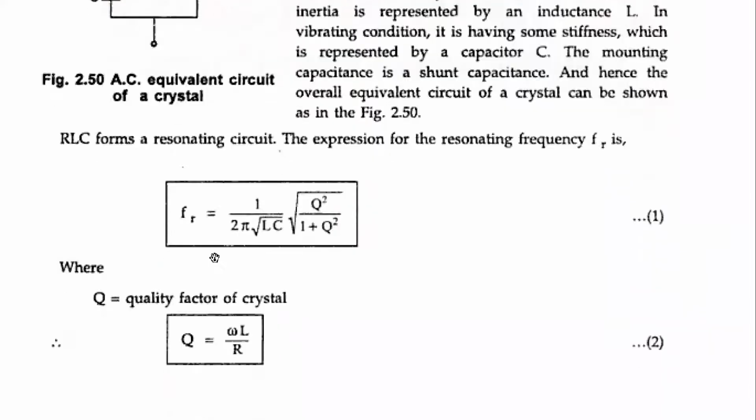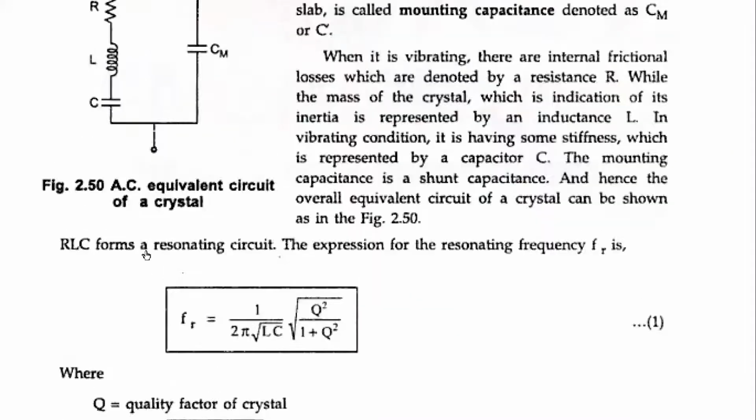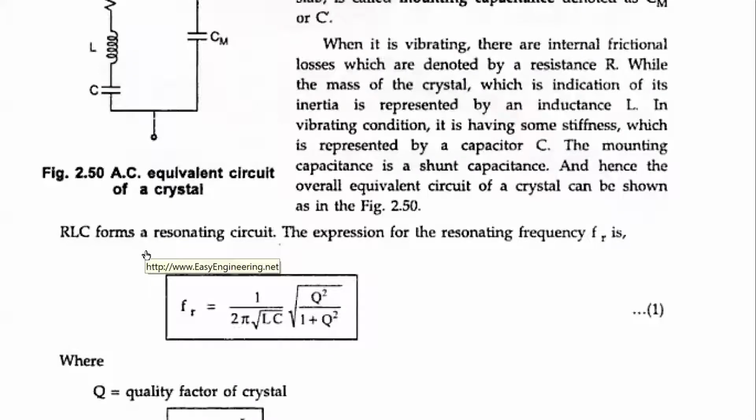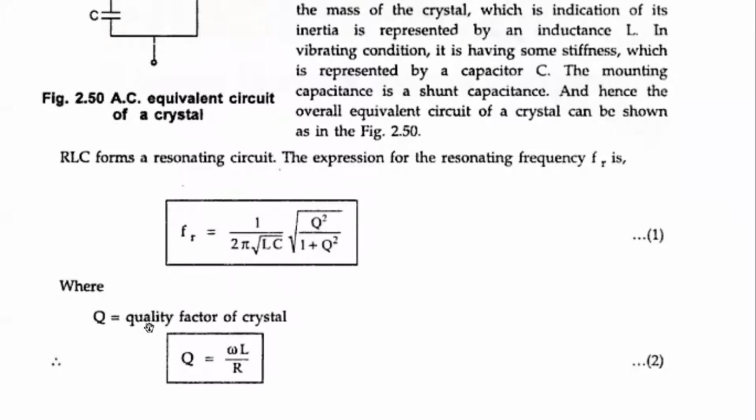And we have discussed that the series resonant frequency is 1 by 2 pi root LC into square root of Q square by 1 plus Q square, where Q is the quality factor. All this resonant frequency, everything you have studied in 12th standard, so directly we are not going to derive at this level. We will directly take the formula. Quality factor is nothing but omega L by R, we discussed.